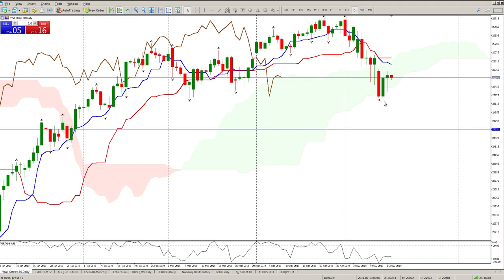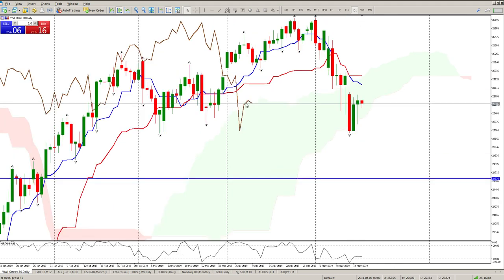okay, we are bouncing off the bottom of the cloud. We do have a crossover, which is bearish. We've got a break below price here for the Chikou span, and that is fairly bearish, and we've got a twist here which is bearish.